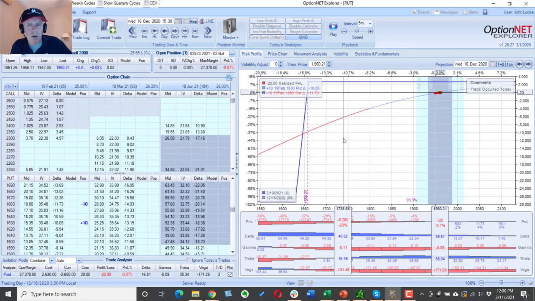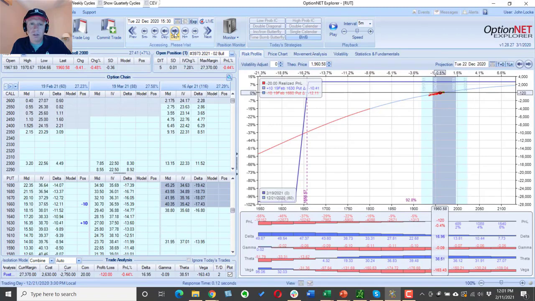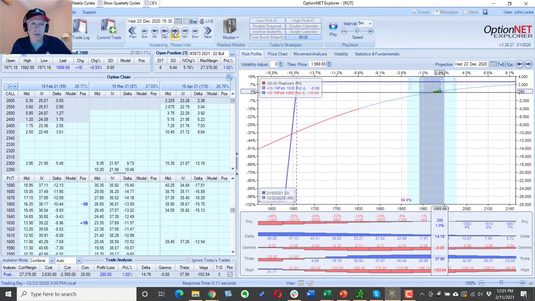Again, we would never let it draw down that far. We want to get out if we happen to hit a $2,500 drawdown, which in this case would be if the Russell gets down to about 1850. We'd be looking at an exit. So unless we get down that far, there's really no reason to even look at the position because there's nothing to do. So let's move forward a couple of days, and we'll show you how this works out.